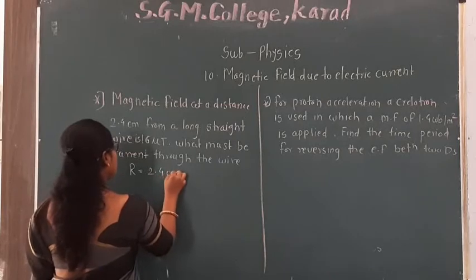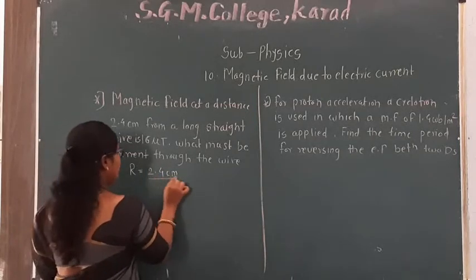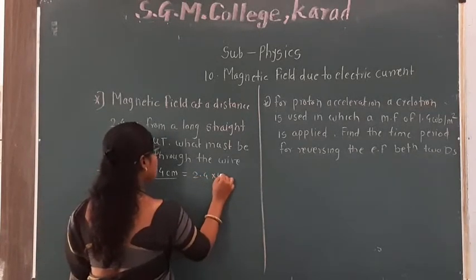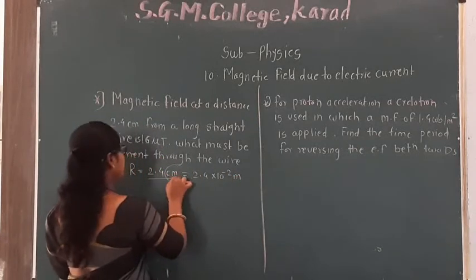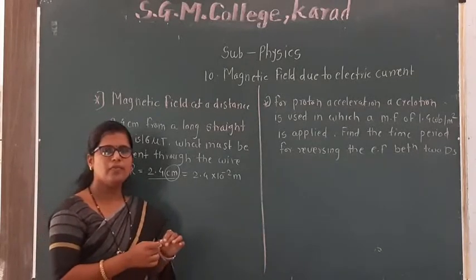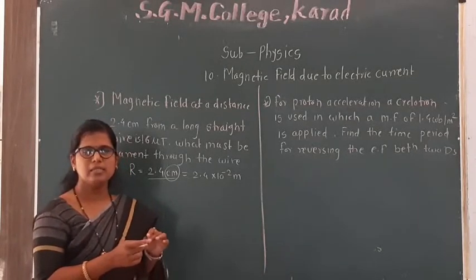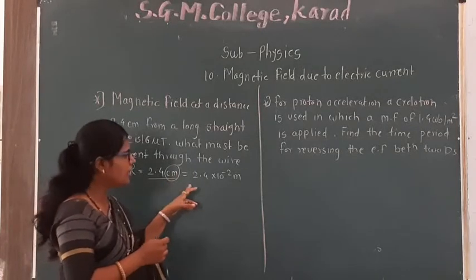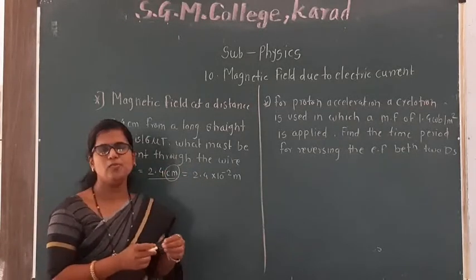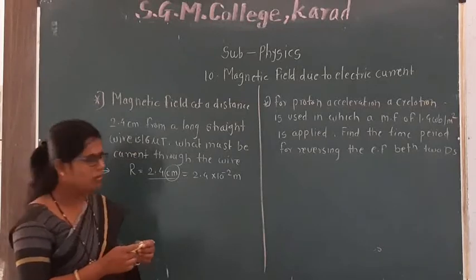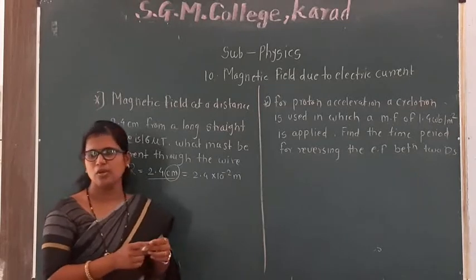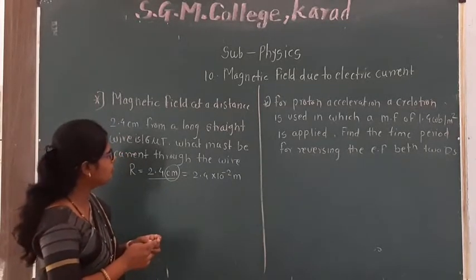2.4 centimeter. Convert the centimeter value into meter. Then 2.4 into 10 raised to minus 2 meter. Centimeter is a CGS unit. We have to calculate the answer in the same unit, which means the SI unit. So every quantity's value must be in the same unit. Now here R is equal to 2.4 centimeter, that is 2.4 into 10 raised to minus 2 meter.